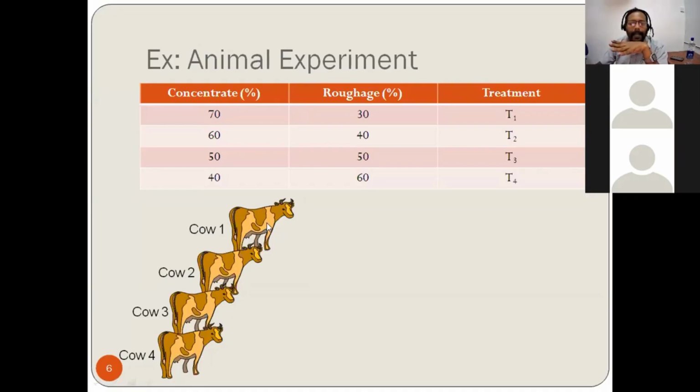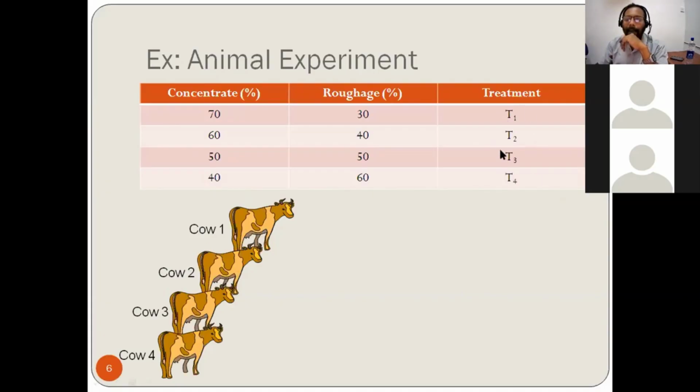Okay, so we have 4 different cows. They are slightly different in their weight. Let's say cow 1 is having the lowest weight. Cow 2 is having slightly higher weight. Cow 3 is having higher weight than cow 2. And cow 4 is having higher weight than cow 3. So this is in ascending order. Cow 1 has the lowest weight, cow 4 has the highest weight. There's a slight change in the weight, assume.